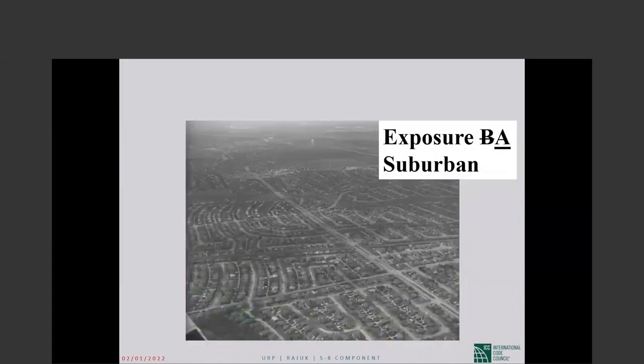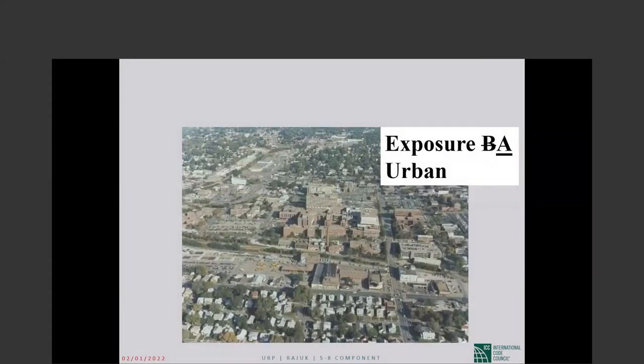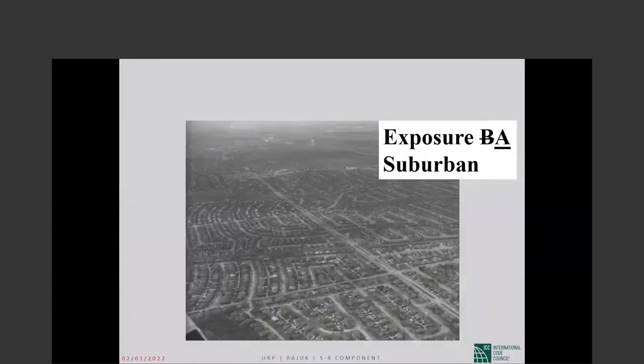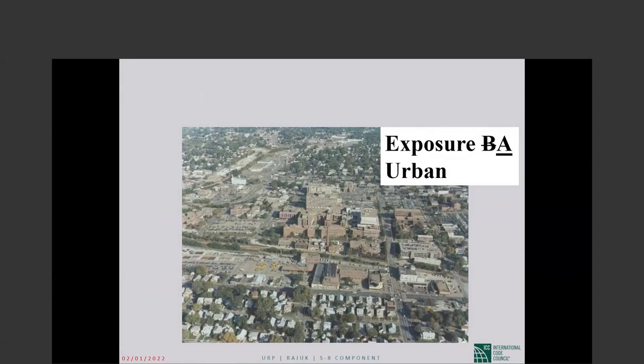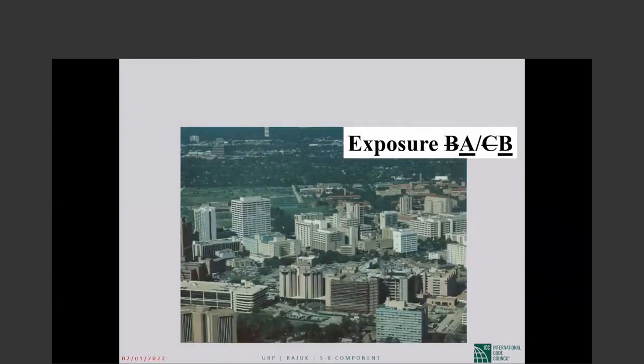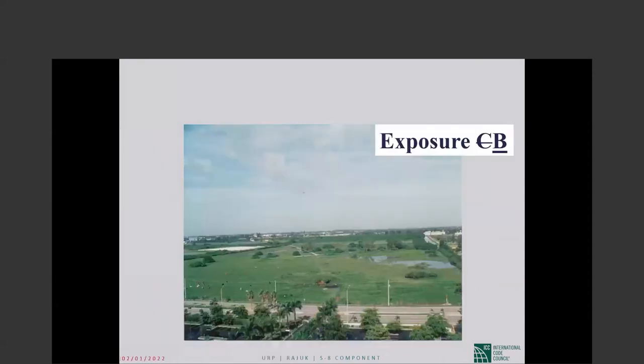This is suburban exposure A, this is urban exposure A. Remember, the previous A has been deleted. So urban, the center of a large city, is now also exposure B or your exposure A. So this is suburban exposure A, this is urban exposure A. So this has exposure A and exposure B. Exposure B is flat open country in the same picture. This is exposure B, flat open country.